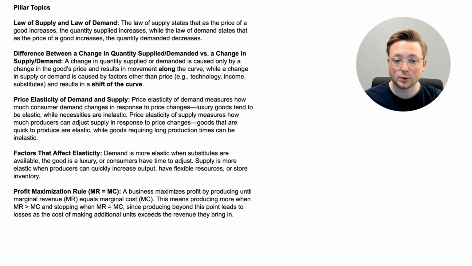Now let's talk about the difference between a change in quantity supplied or demanded versus a change in supply or demand. A change in quantity supplied or demanded is caused only by a change in the good's price and results in movement along the curve, while a change in supply or demand is caused by factors other than price, and that would be things like technology, income, substitutes, and it results in a shift of the whole curve. So remember, when you have a change in quantity supplied or demanded, that's when you just move along the curve. But if you have a whole change in the demand or a whole change in the supply, then that's a shift of the entire curve.